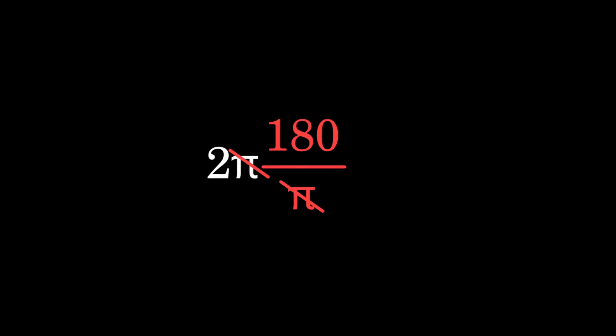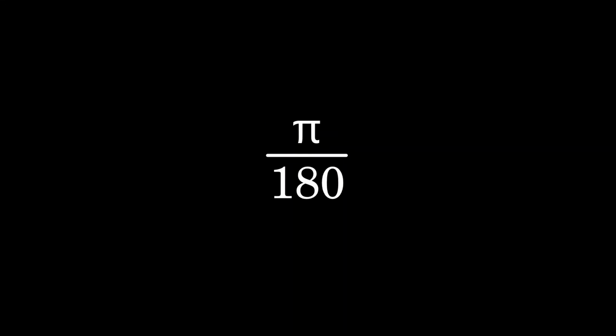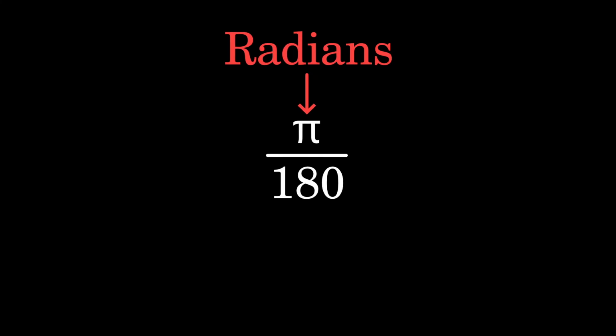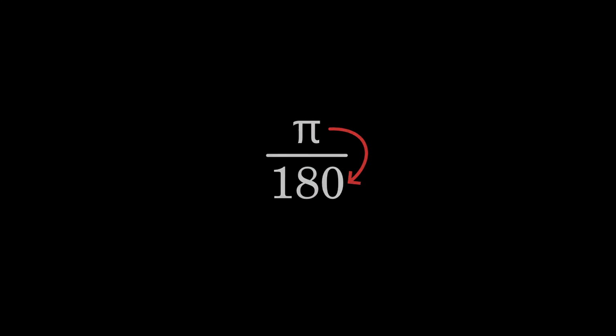Multiplying by the reciprocal, 180 over pi, can take a radian amount and revert it back to degrees. The easiest way to remember this is to take pi over 180 and realize that pi radians goes into 180 degrees. And the type of angle measurement you're trying to get to, in this case radians, is the number on top. That's great and all, but where's the unit circle?